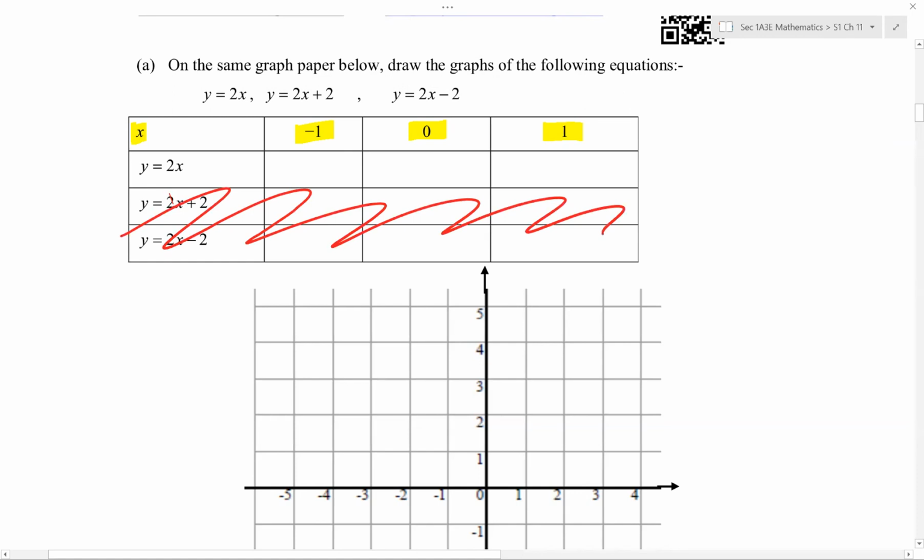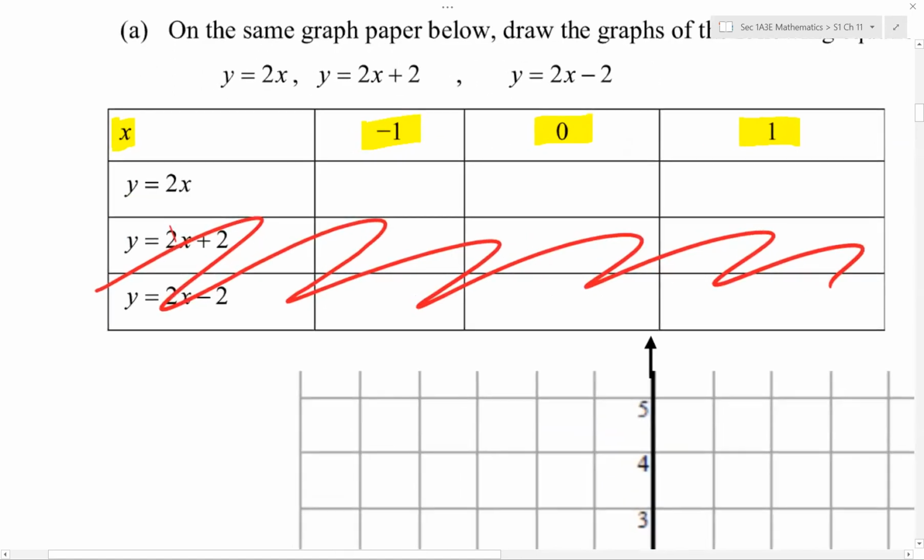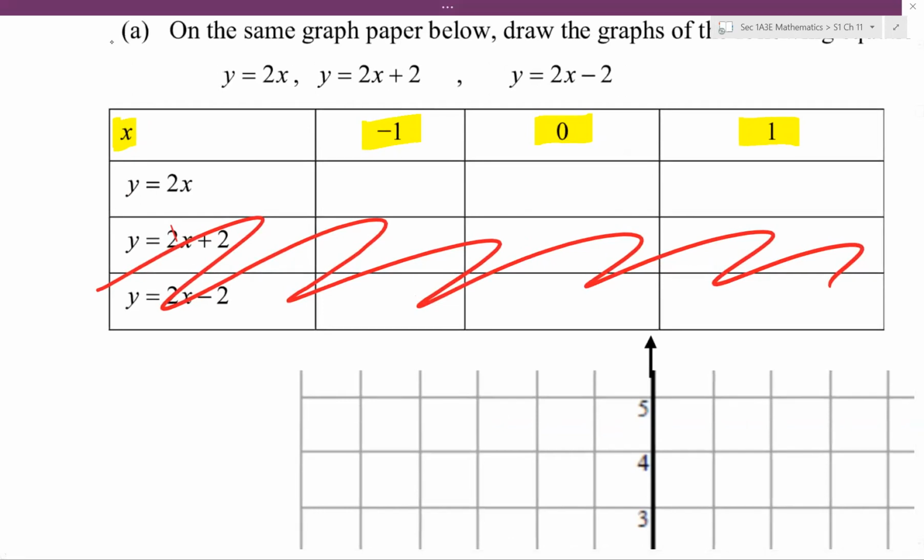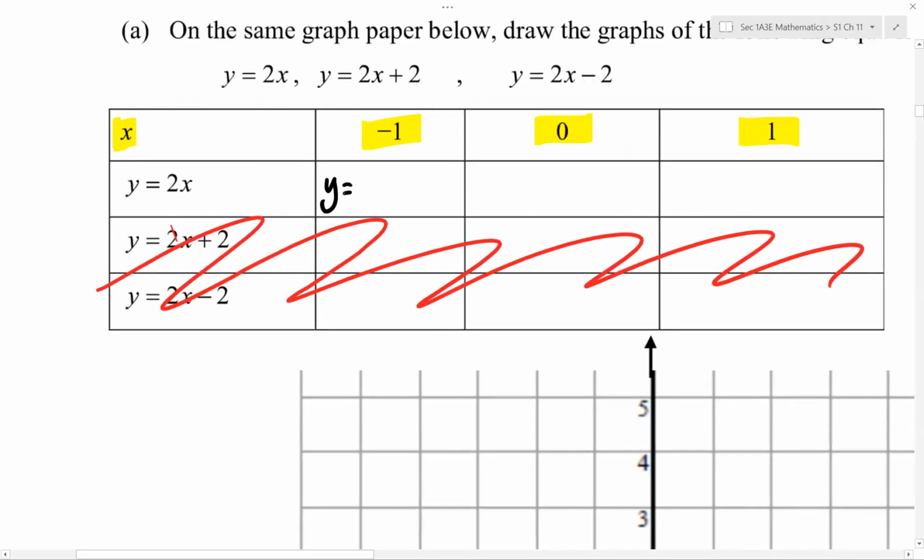What happens when x is equal to -1? Filling in the blanks is not difficult. y equals to 2 times x. Every time I see the x, I put in -1. I put brackets, put in -1. So simple, y equals to -2. In fact, we don't even need to write the y equals to. So this is what we will see in our table.